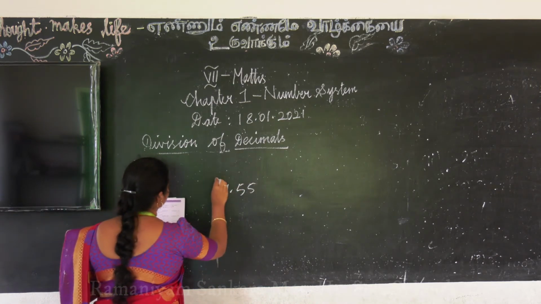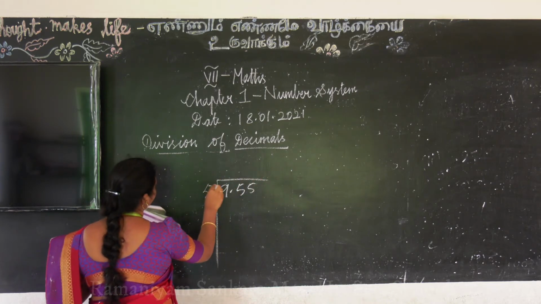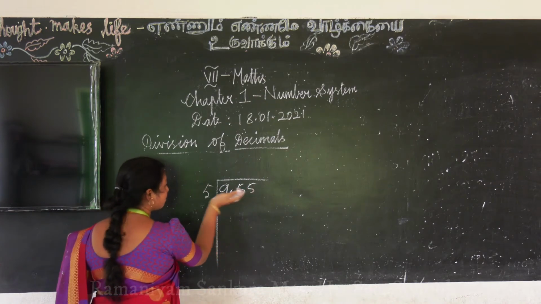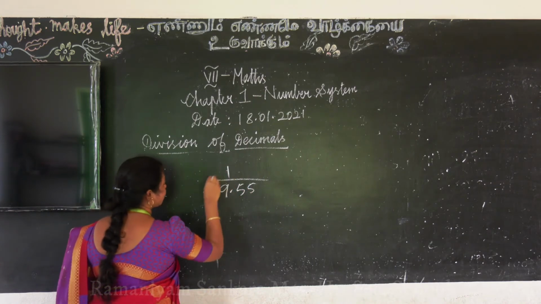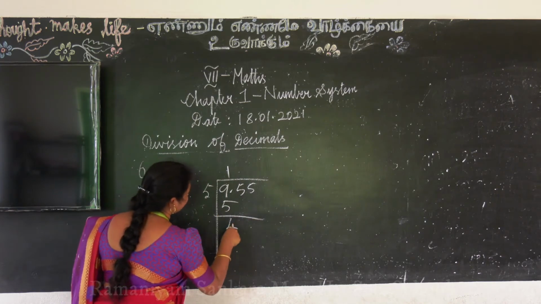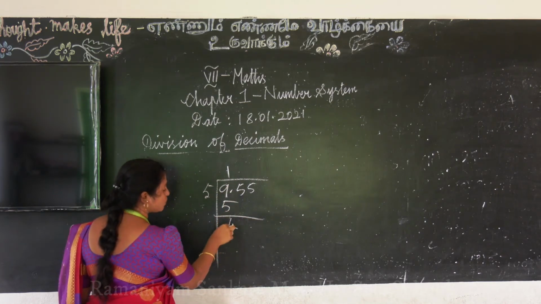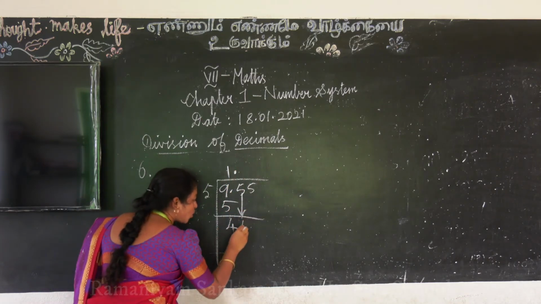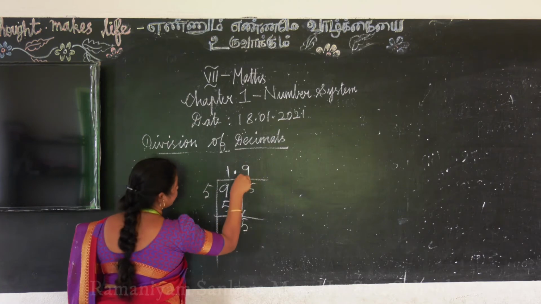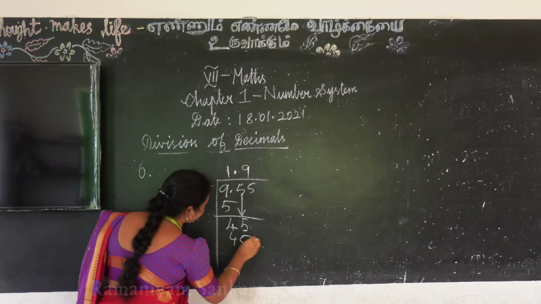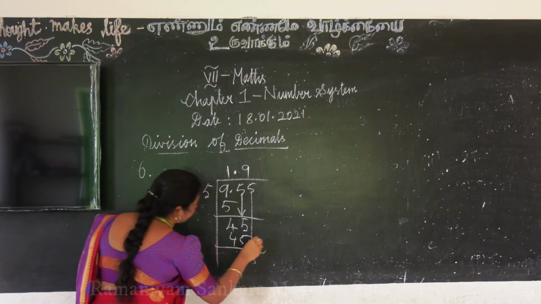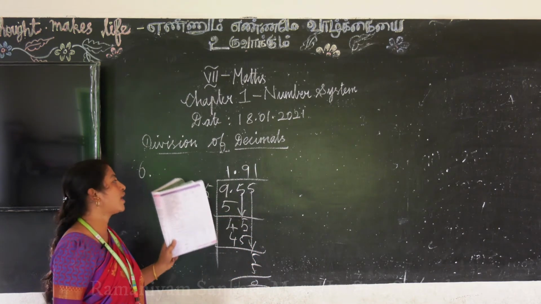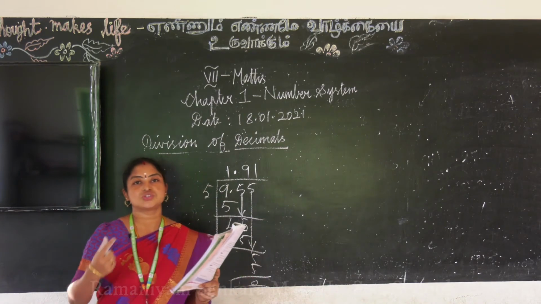9.55 divided by 5. How do we divide this? This is a decimal number divided by a whole number. 1 five is 5, and subtracting 9 minus 5 gives 4. Next, keep a decimal point in the quotient. Bring down 5. 9 fives are 45. Bring down 5. 1 five is 5. So each child gets 1.91 kg of sweet.